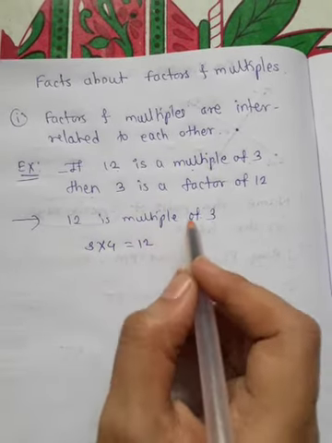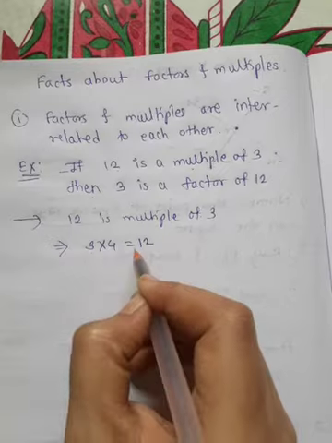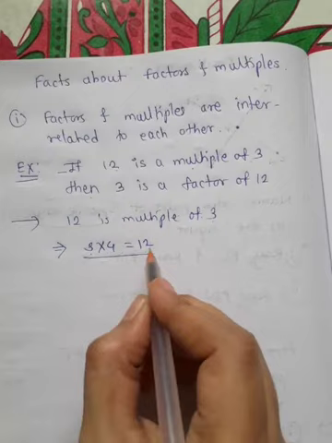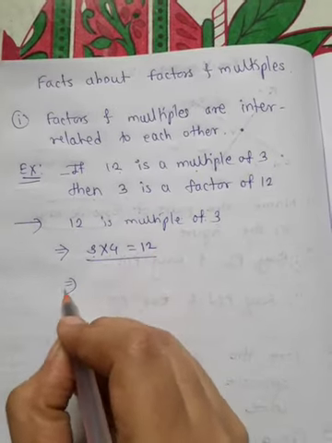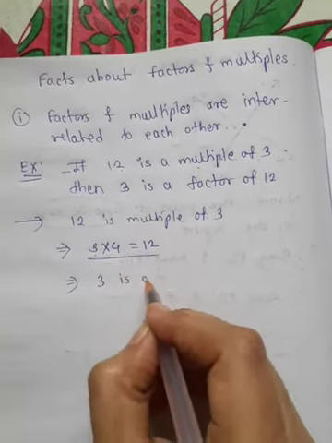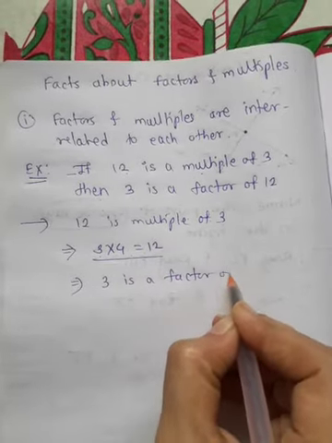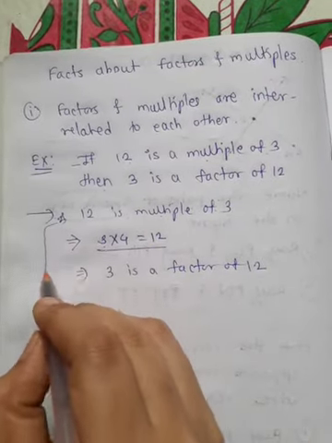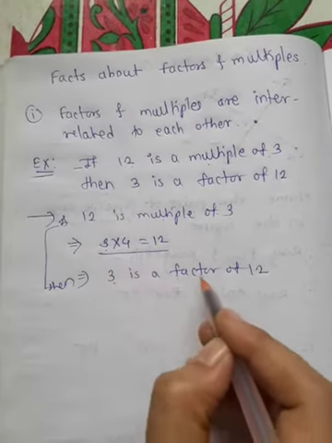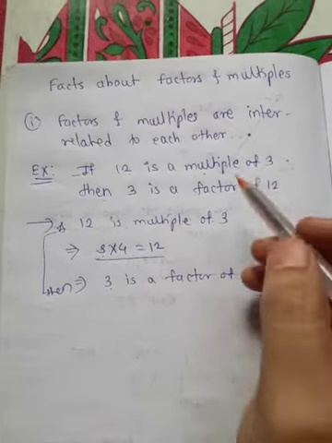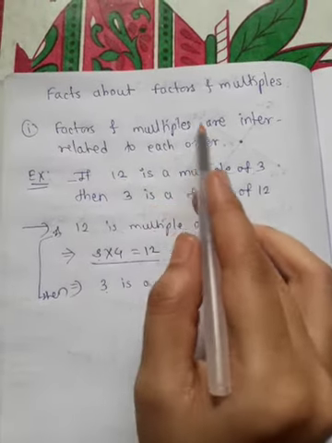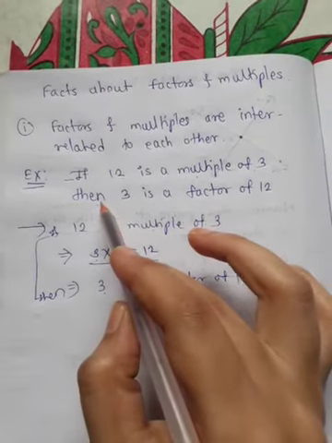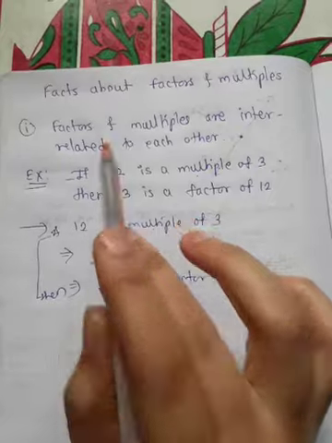So 12 is a multiple of 3 implies 3 into 4 gives 12, and this statement implies that 3 is a factor of 12 and 4 is also a factor of 12. So if 12 is a multiple of 3, then 3 is a factor of 12, it proves. Every factor and multiple are interrelated to each other.